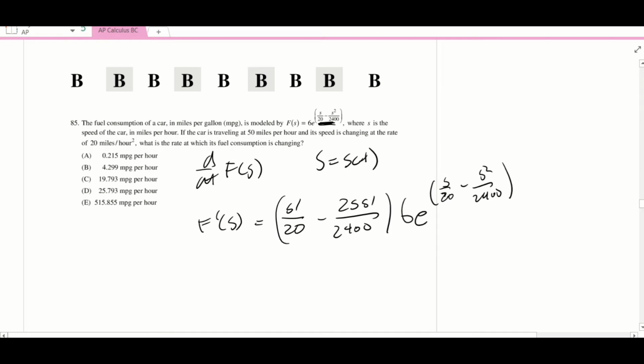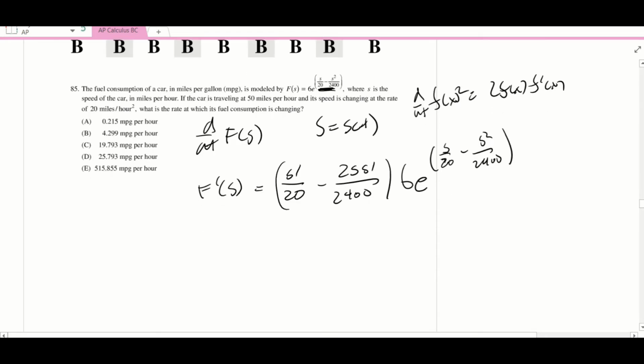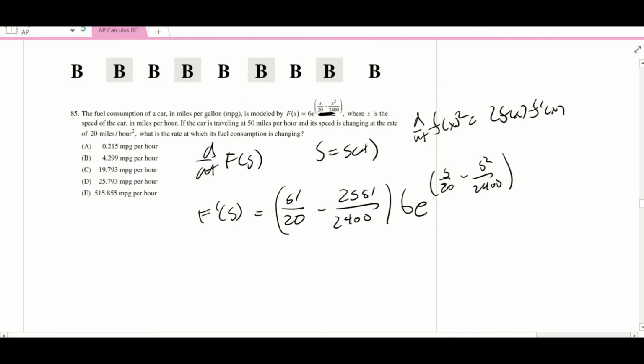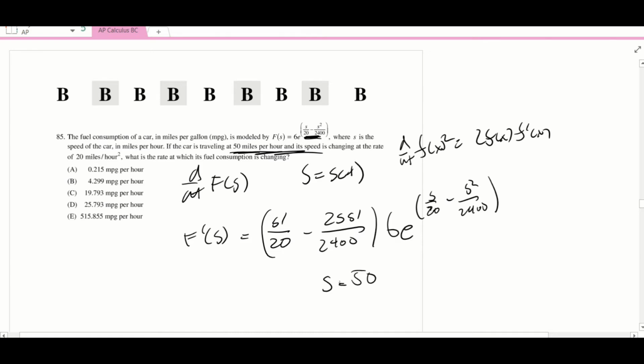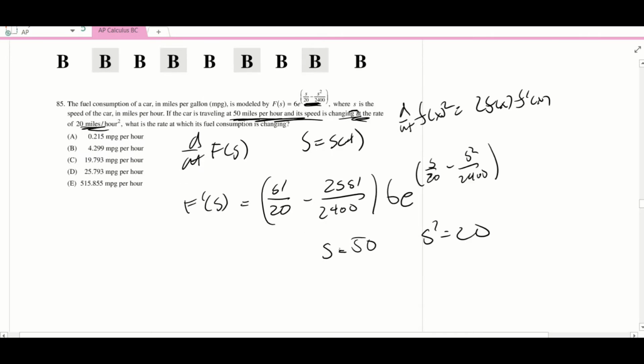And 2s s prime comes from the chain rule, right? The derivative of some function squared is just 2 times the function times the derivative of the function. Well, they give us s prime and s already. The car is traveling at 50 miles per hour, so s equals 50, because s is the speed, and s prime equals 20, because the speed is changing at 20 miles per hour squared.